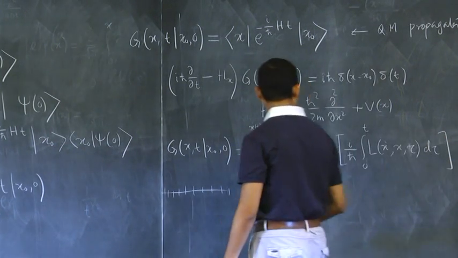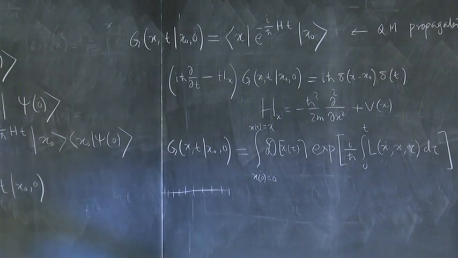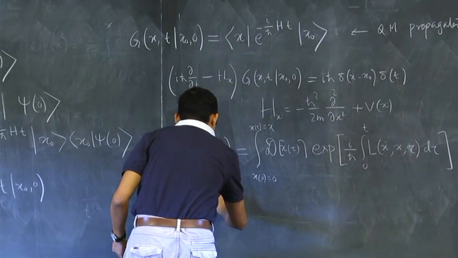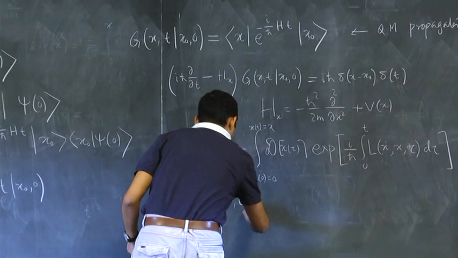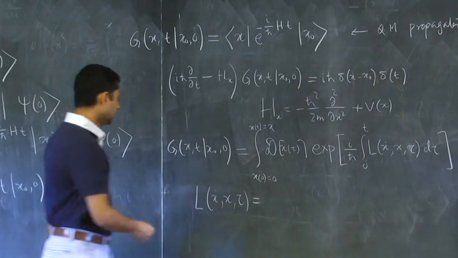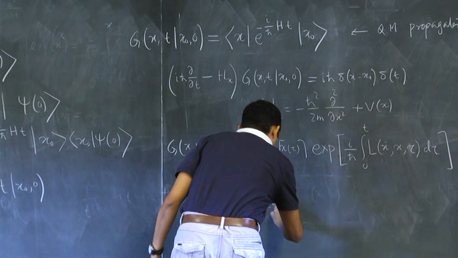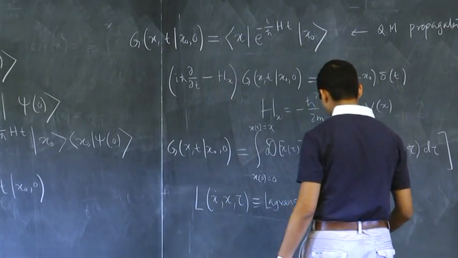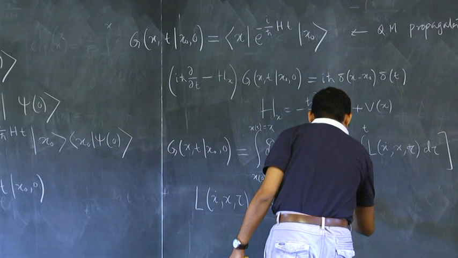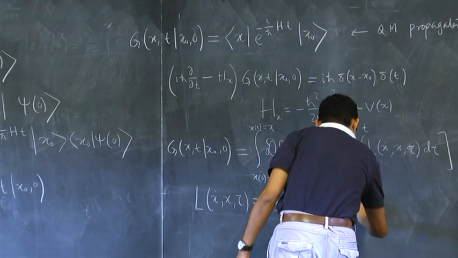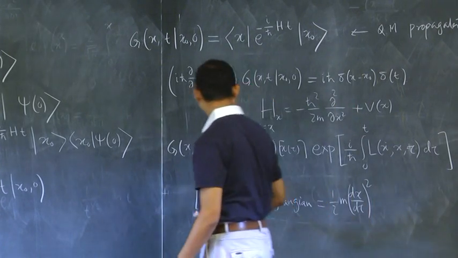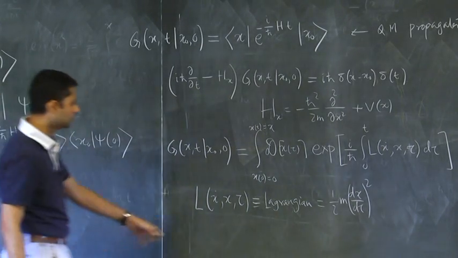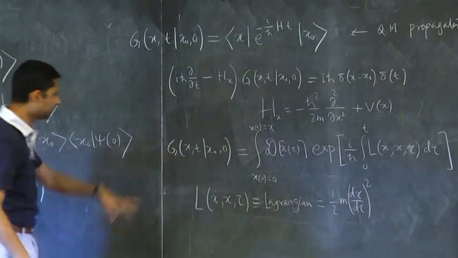d tau. This is just the Lagrangian. I am not going to use this, do not worry. So this L of x 0 to x tau is just the Lagrangian, and for a free particle the Lagrangian is half m (dx/d tau) square. So that is the free particle Lagrangian. It is just the kinetic energy, half m v square. So that is the Lagrangian.